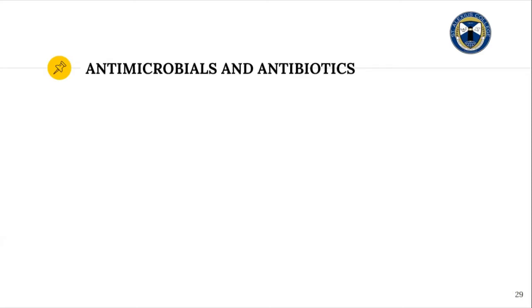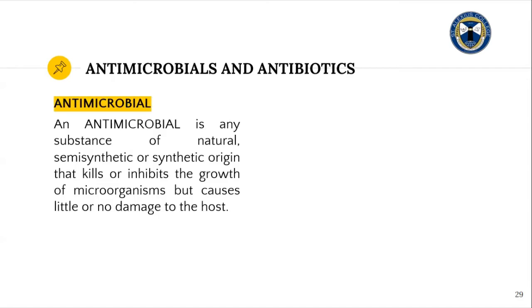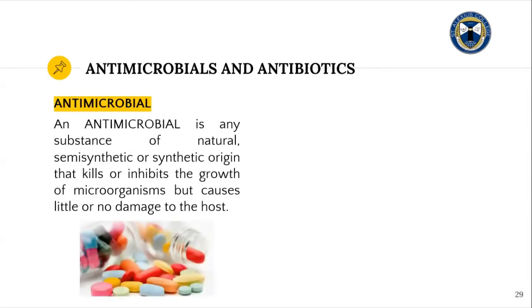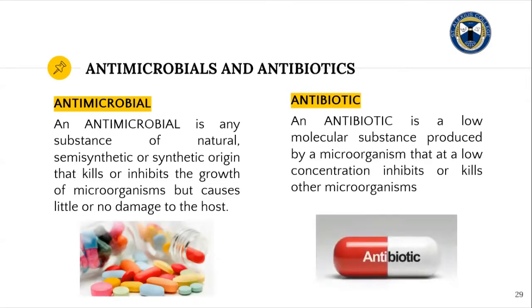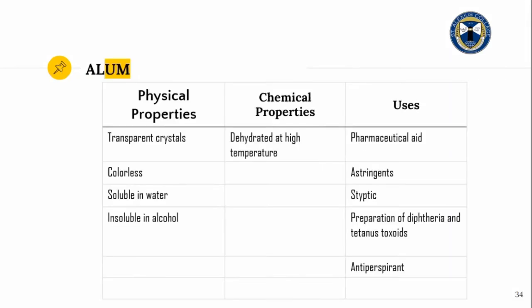So the physical properties of alum are the following. It is a transparent crystal, colorless, soluble in water, but alum is insoluble in alcohol. And for the chemical properties, it is dehydrated at high temperature. For its uses, the alum is used as a pharmaceutical aid, as an astringent, styptic. When we say styptic, for example, if we experience a minor bleeding, we can use alum to constrict or stop the flow of the blood.